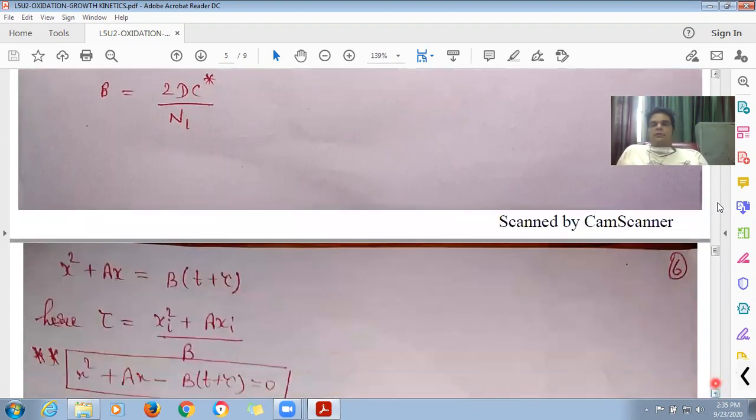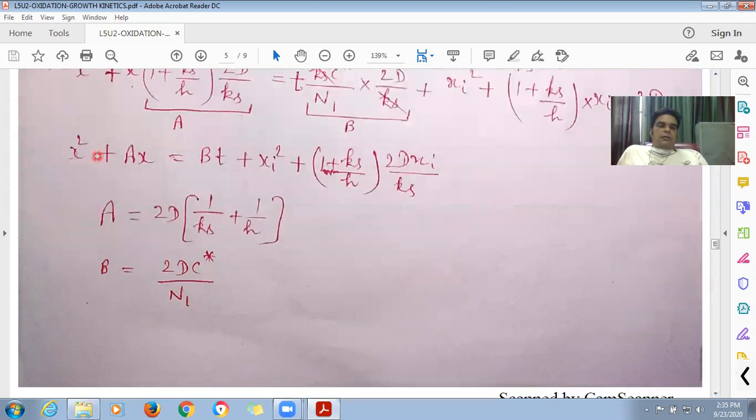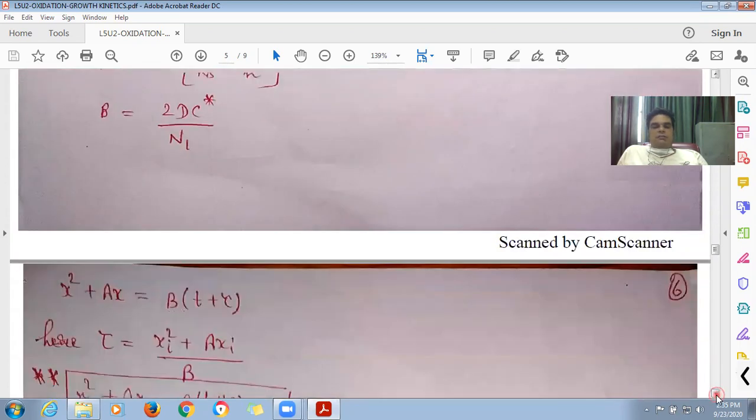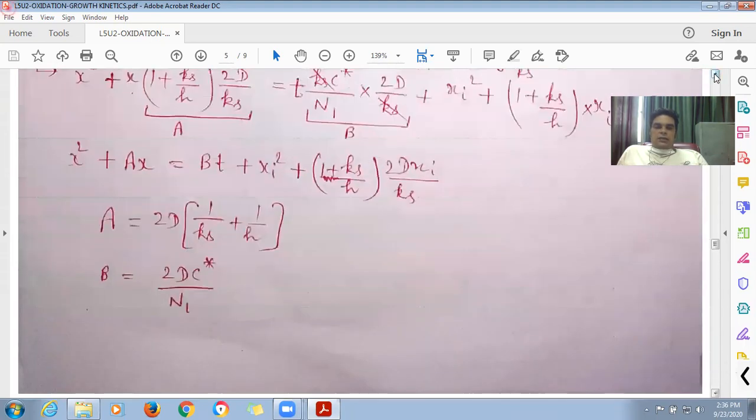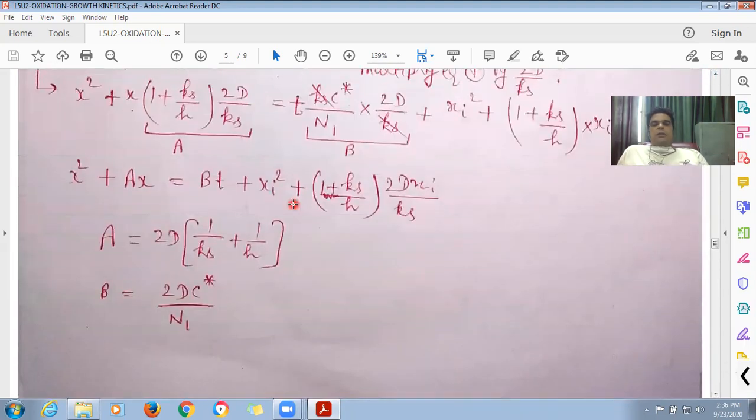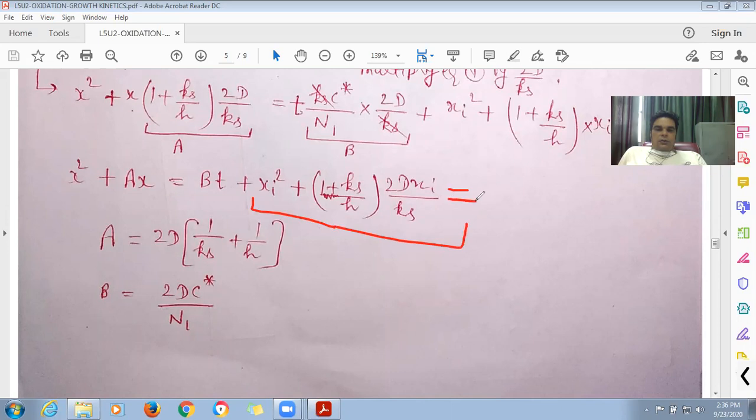Now if I further simplify this, I can write it as x square plus Ax equal to Bt plus tau. By simplification, you will get that the value of tau will be equal to xi square plus A xi upon B. So that will be the value of your tau. How did I find this? We need to equate this value to be tau.